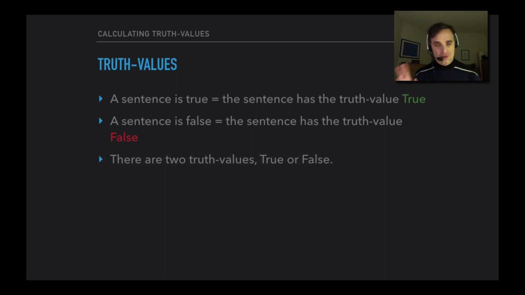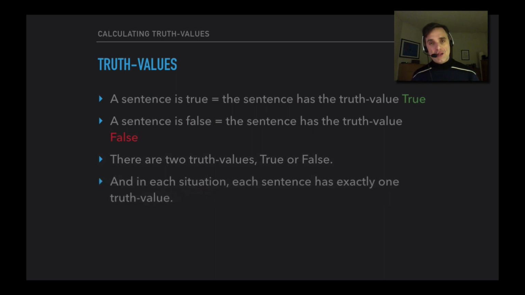But there are two assumptions we're making: that there are two truth values, true and false, and no others. And then in each situation, each sentence has exactly one truth value. It's true but not false, or false but not true. Those are substantial assumptions, but we're going to make them. So we have this idea of truth values, and it's just a different way of saying a sentence is true, a sentence is false. But it turns out to help in describing certain things.